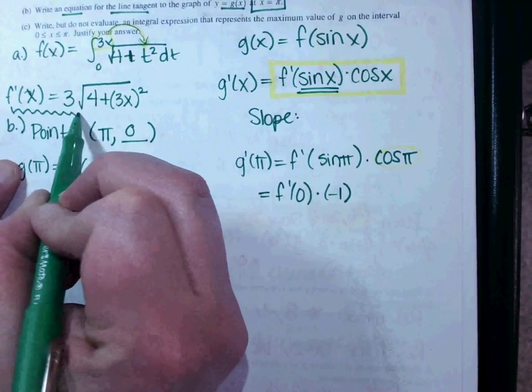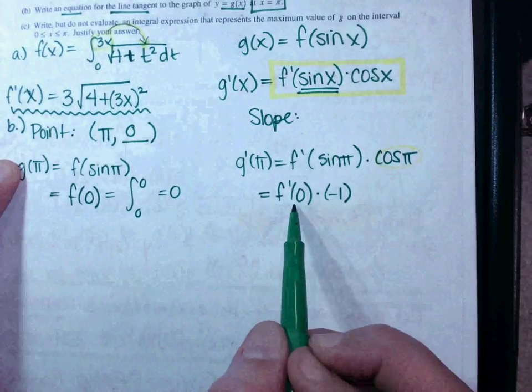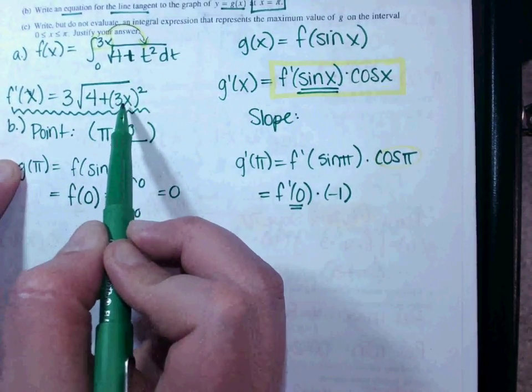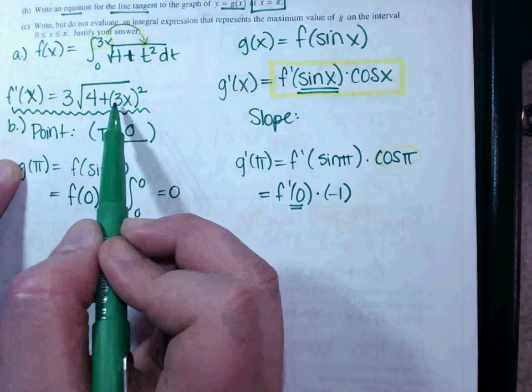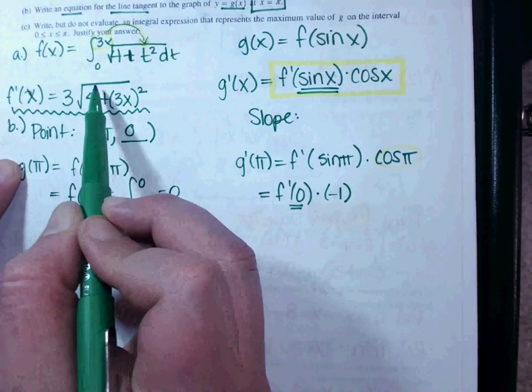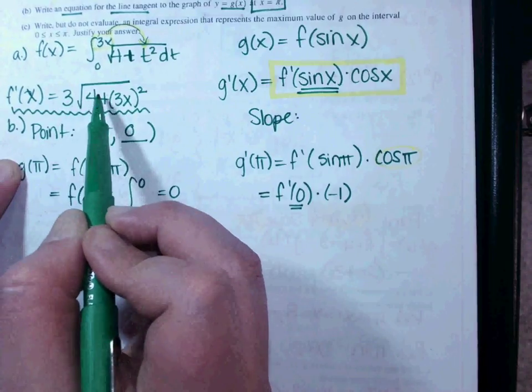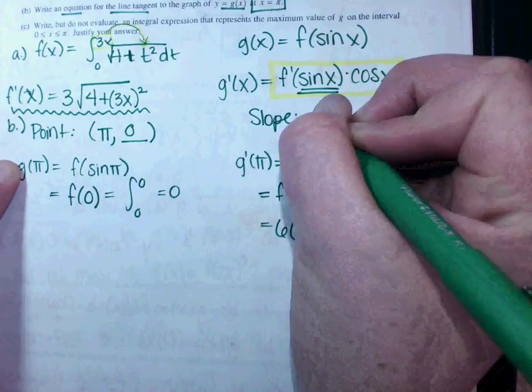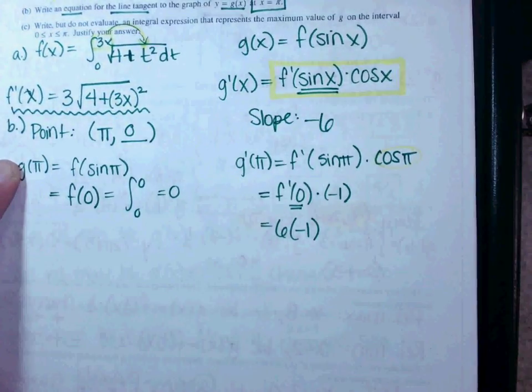Remember we found it? So what am I plugging in? 0. Okay, well what's 0 times 3? Still 0. Square it. Add 4. So it's 3 times the square root of 4. What's the square root of 4? 2 times 3 is 6, so it's 6 times -1 is -6.